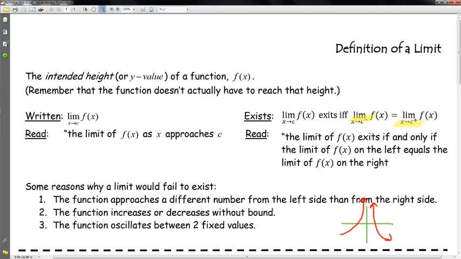Finally, we're talking about a function that oscillates between two different numbers. So we're talking about maybe some sort of sine wave that just kind of bounces back. So it gets closer and closer to 0 and then spans back out again. So it just bounces between two different values.